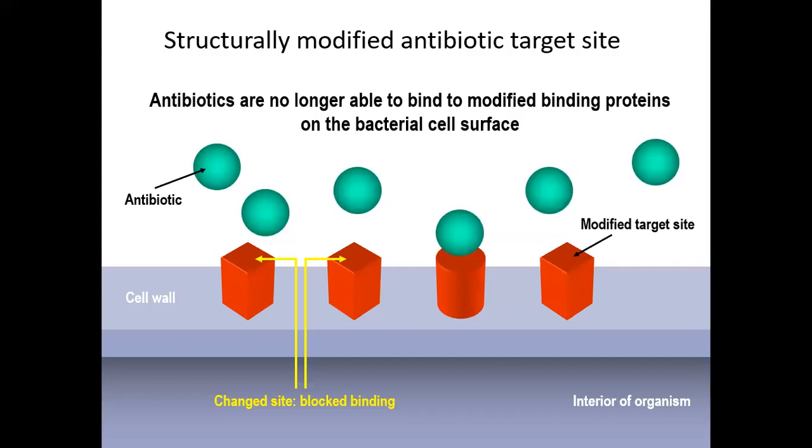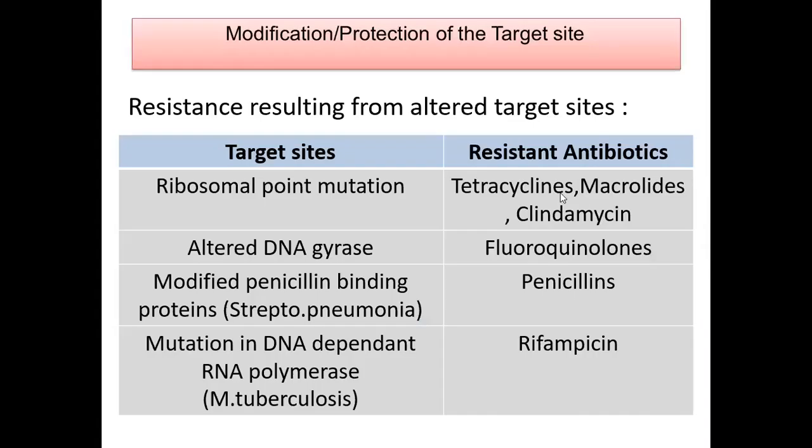So here you can see the antibiotic target site may be modified, right? On the bacterial cell surface, on the cell wall, on the 30S, on the 50S, whatever the binding site is, irrespective of the binding site. Okay. So this is modification and protection of the target site, resistance resulting from an altered target site. So what are the target sites? First is the cell wall, right? In the cell wall, there is an attachment site or target site. Then ribosomal point mutation: we have 50S and 30S in the bacteria.